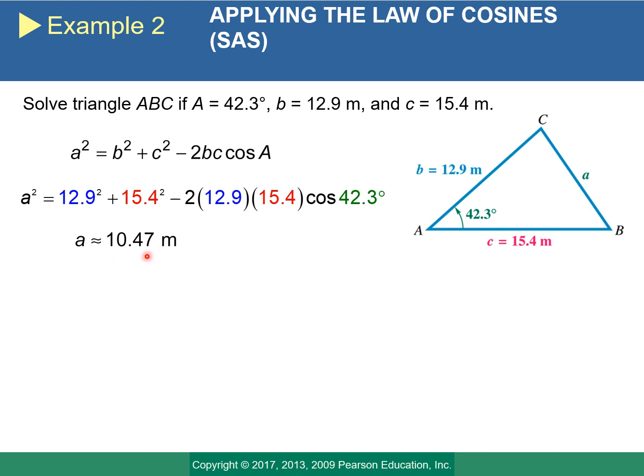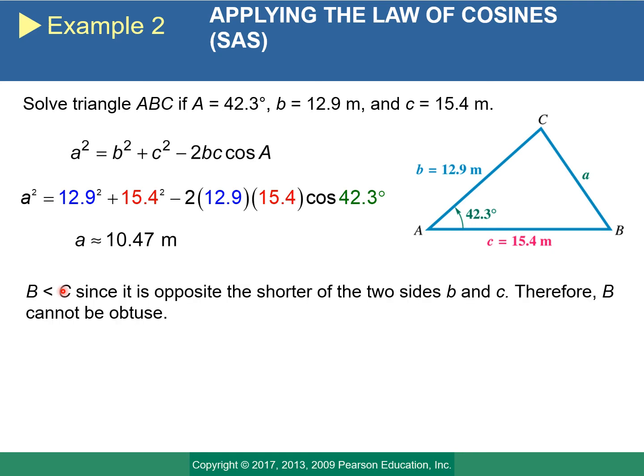This one was 10.4 for A. B is 12.9, so C is the largest side. That means that angle C is actually the biggest angle. So out of the 2 remaining angles, we pick B because it's smaller because it's across from the smaller remaining side. So we're going to solve for B using our law of sines in the very next slide. So B is smaller than C because it's opposite the shorter of the 2 remaining sides.